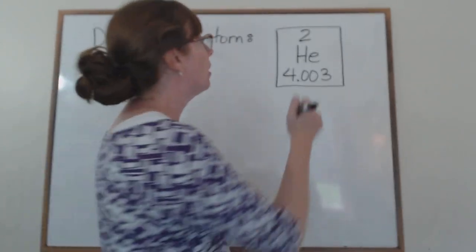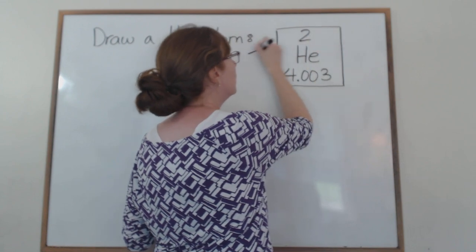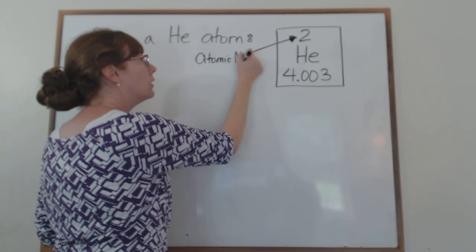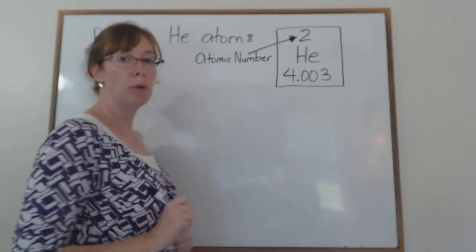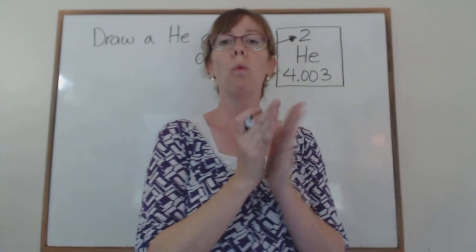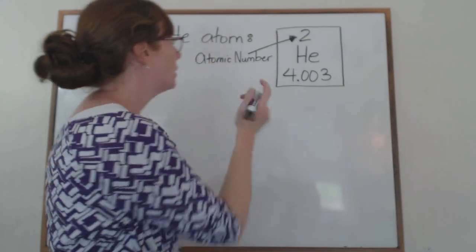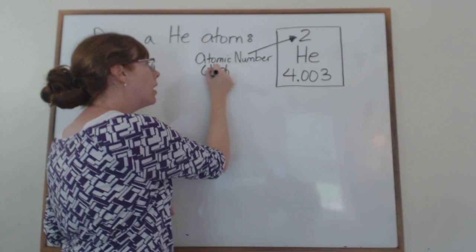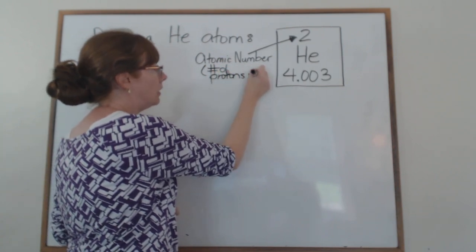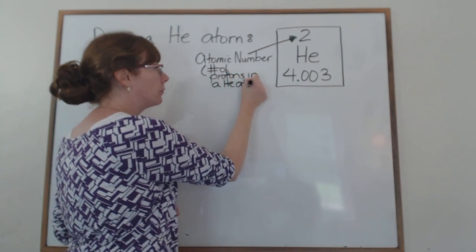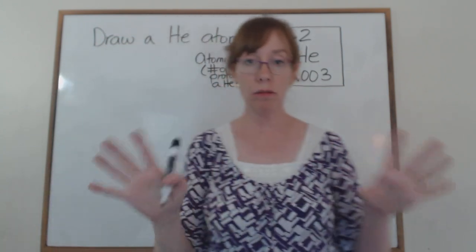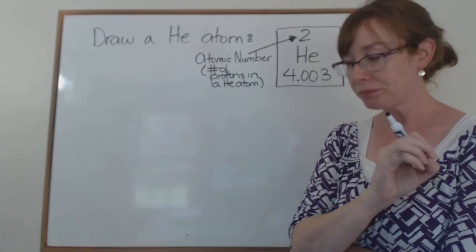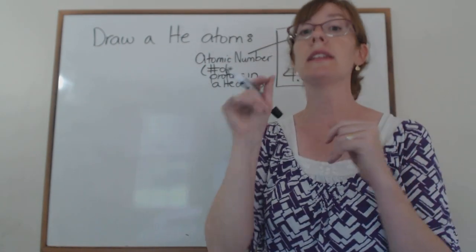These two numbers, let's talk about what they are. This number here is the atomic number. The atomic number. Very important to just know that by heart. What is that number telling you about helium? It's so basic, but it's so important. The atomic number is telling you the number of protons in a helium atom. That's all that it's telling you: the number of protons in a helium atom is 2. It doesn't tell you the electrons, it doesn't tell you the neutrons, it's the number of protons.